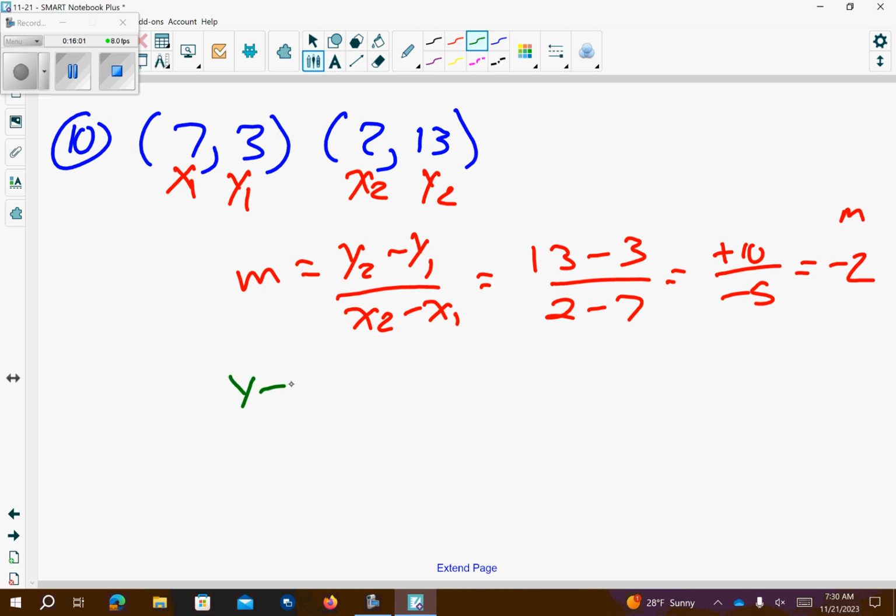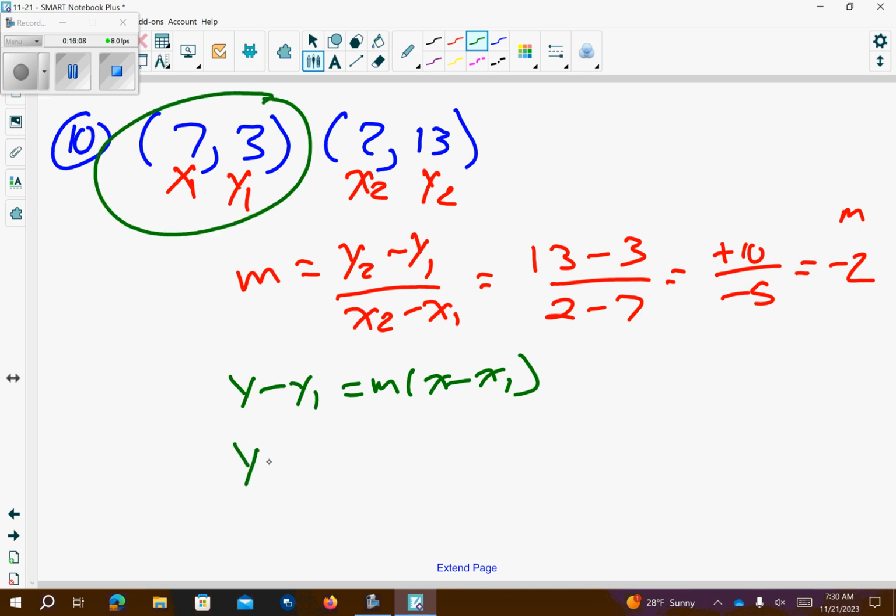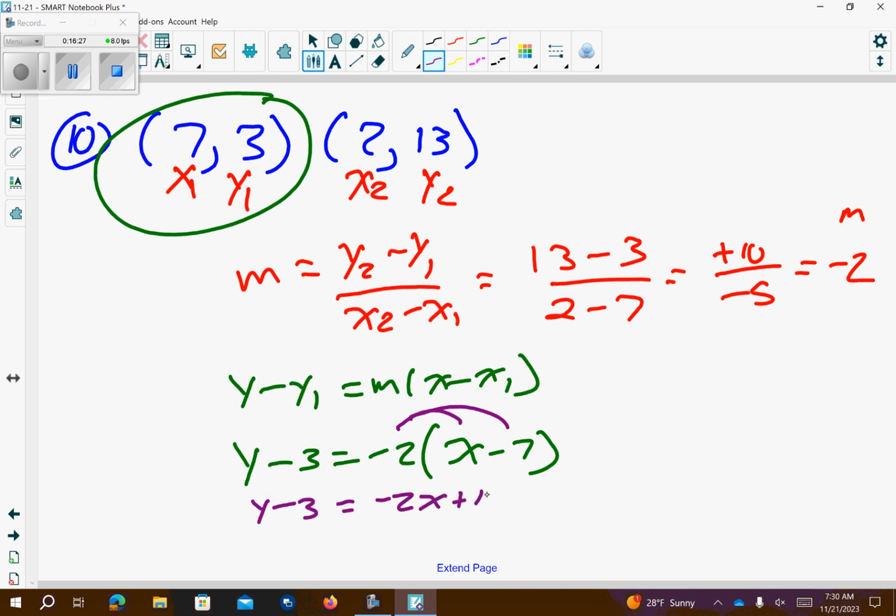I'm going to use my point slope equation, which is this. That's my x1, y1. So I'm going to get y, it's a positive 3, now it's a negative 3. My slope is negative 2. That's a positive 7, so it's not going to be negative 7. Go ahead and distribute the negative 2 over the parentheses. So I'm going to get y minus 3 equals negative 2x plus 14. Add 3 to both sides. So my equation is going to be y equals negative 2x plus 17.